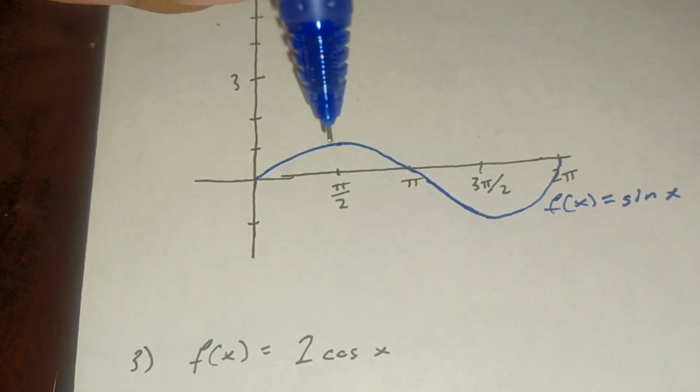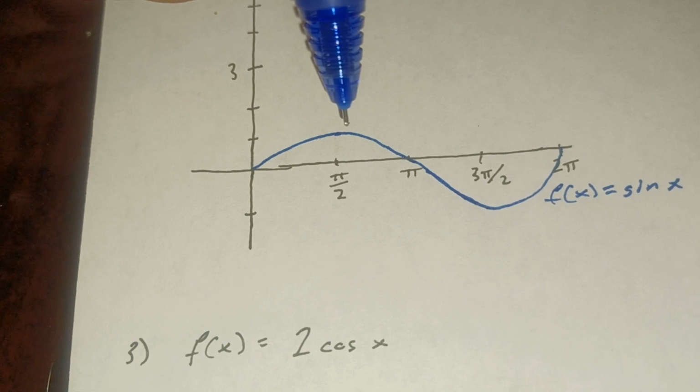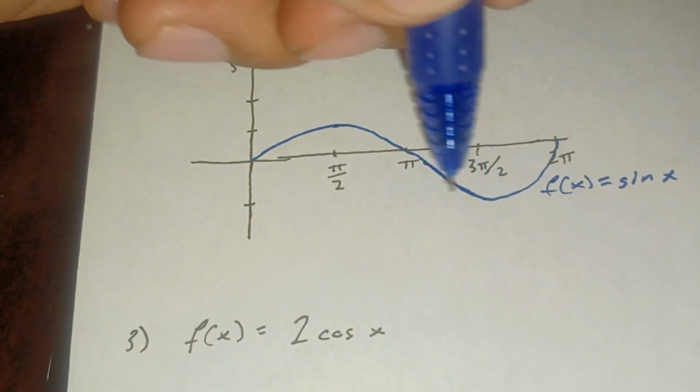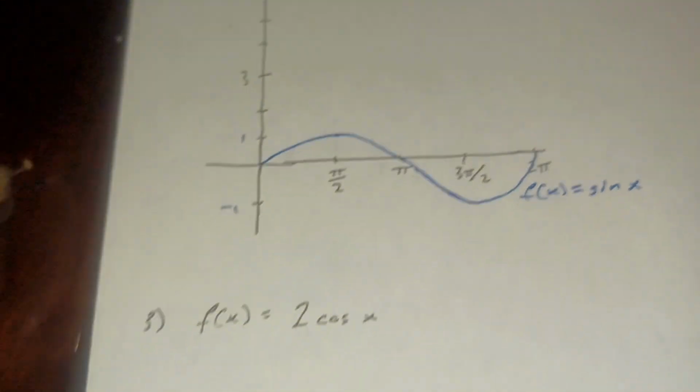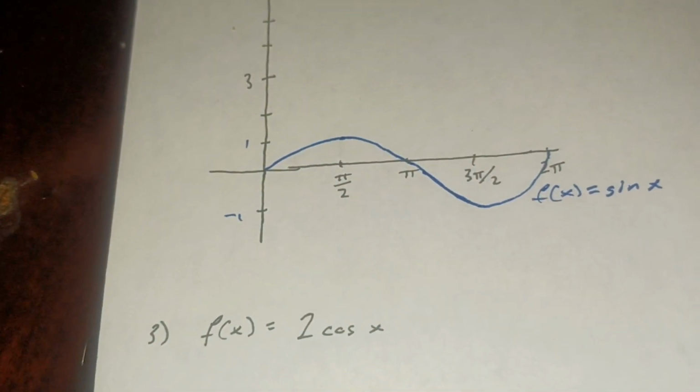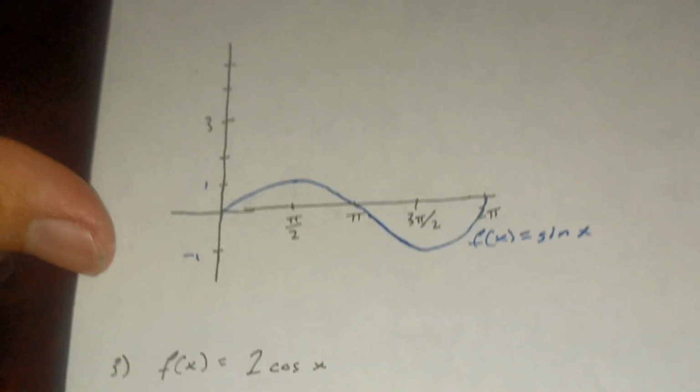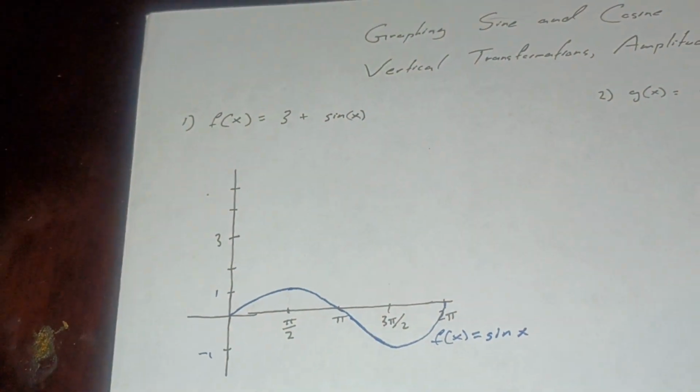We have an amplitude of 1. That means this function goes all the way to positive 1 and also all the way down to negative 1. This is negative 1, by the way, and this is positive 1. So that is our sine function, just sine of x, and we want 3 plus sine of x.